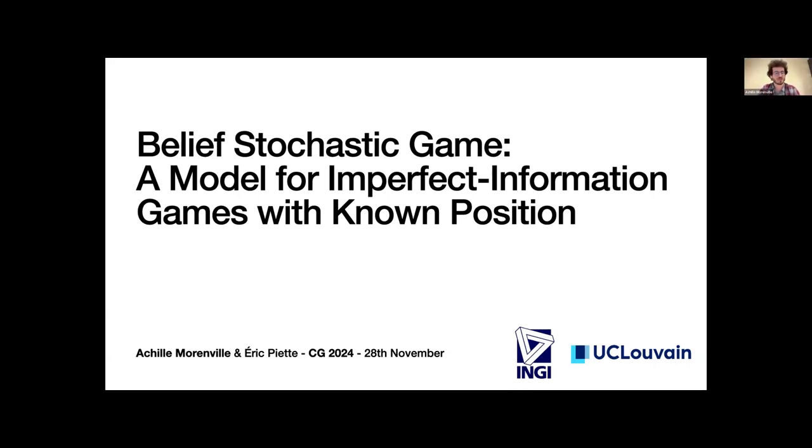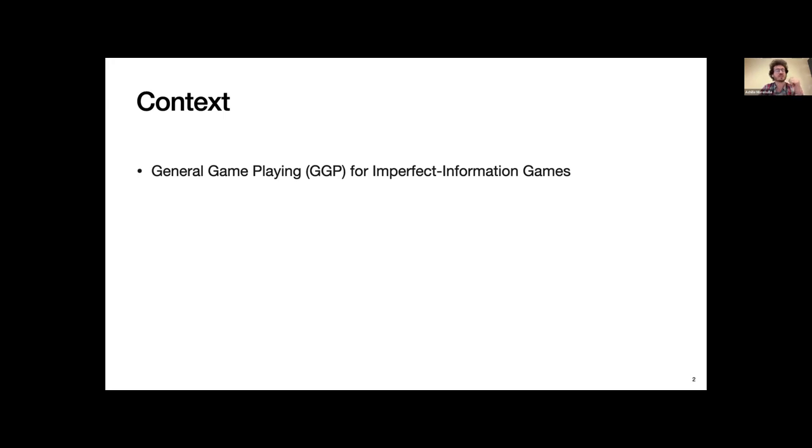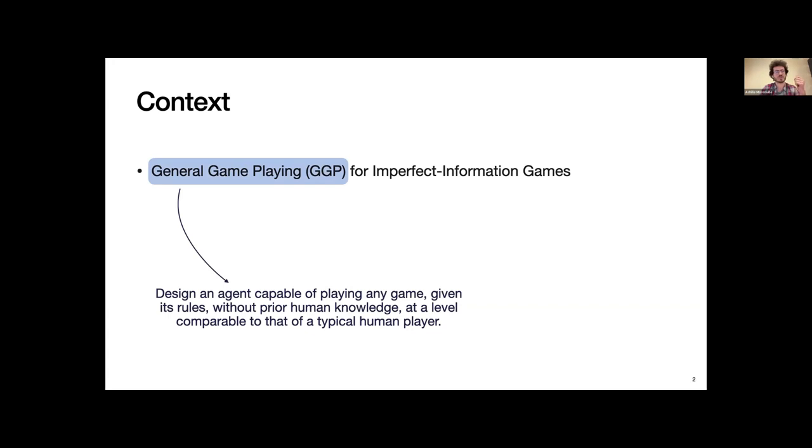Hi everyone, I'm Achille, and today we'll talk about our paper titled Belief Stochastic Game, a model for imperfect information games with known position. First, a bit of context. This paper falls into the field of general game playing for imperfect information games. General game playing is a field of AI in which we want to design an agent capable of playing any game given its rules, without prior human knowledge, and at a level comparable to a typical human player.